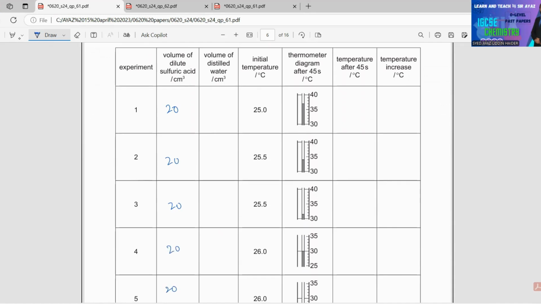The volume of distilled water, they have changed the volume of distilled water. So initially, they haven't added any distilled water, so it must be 0. Then we have 2 cm³ of distilled water. Then you have 4, 6, 10.